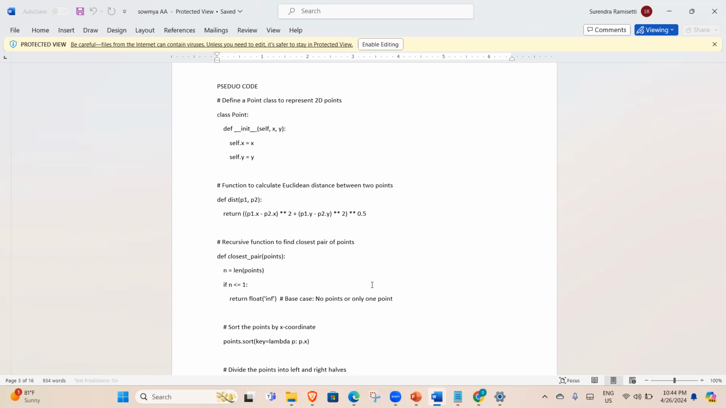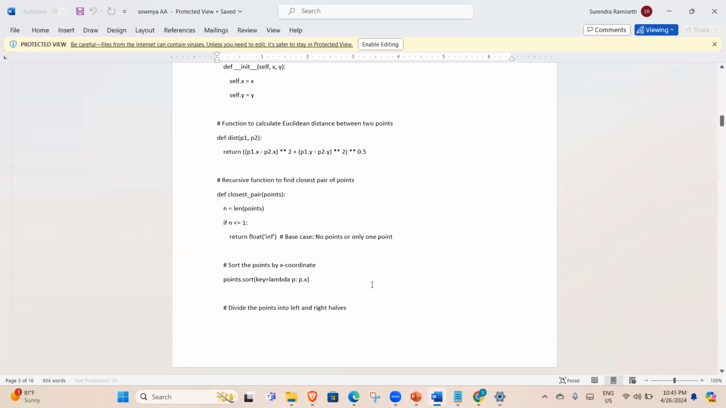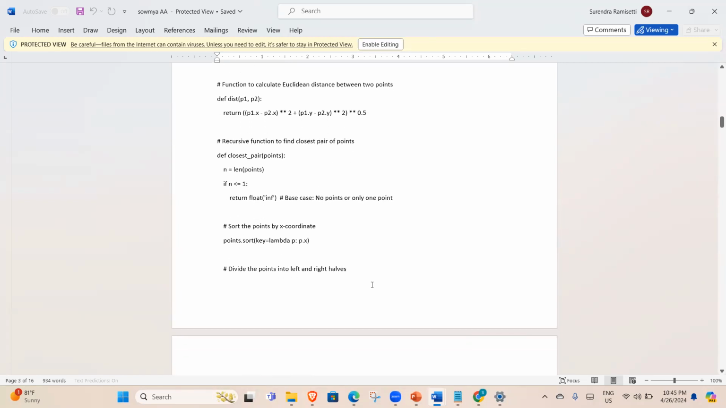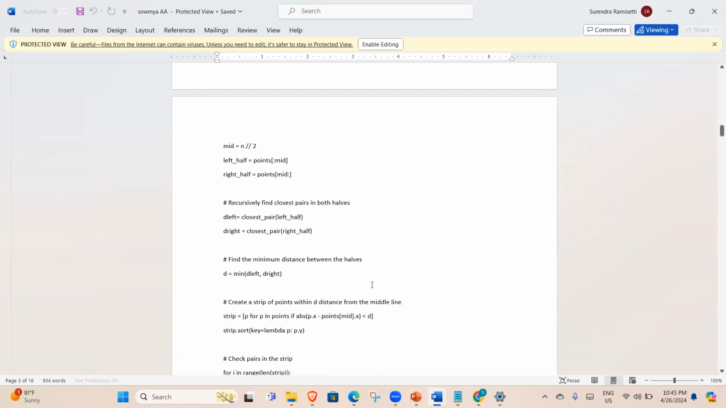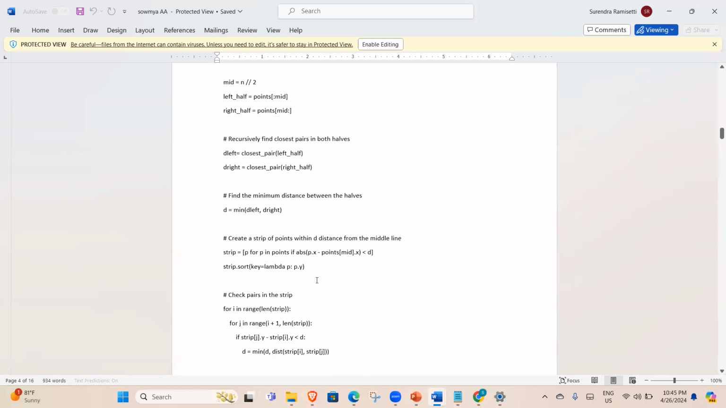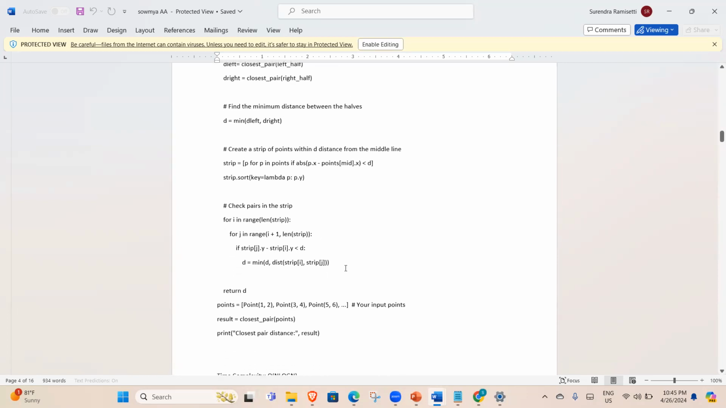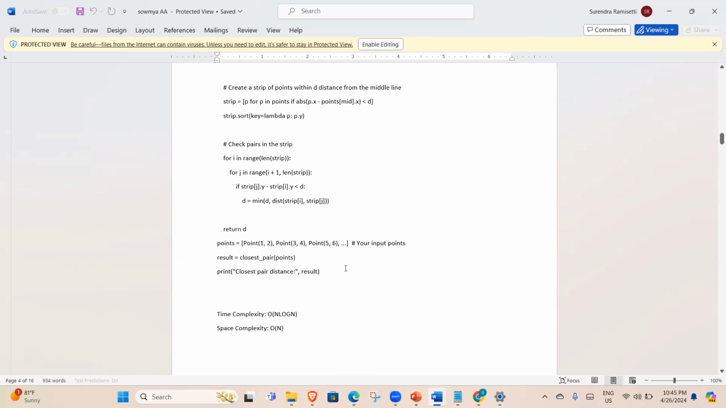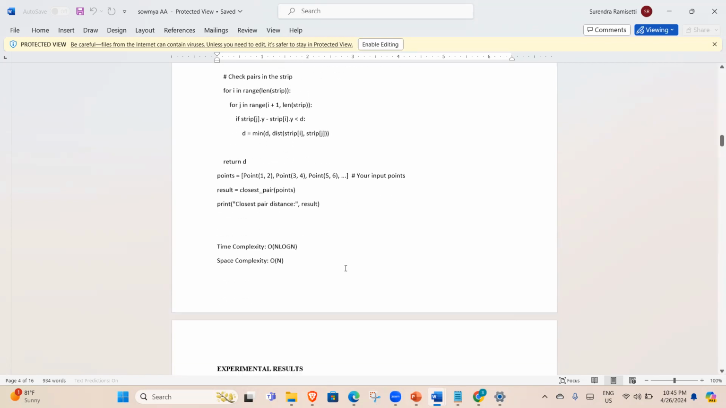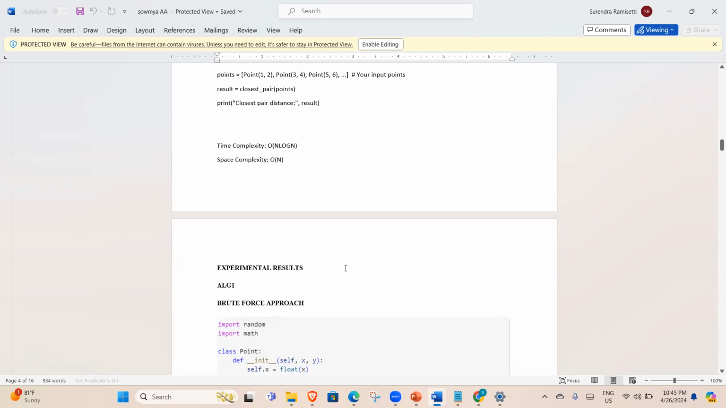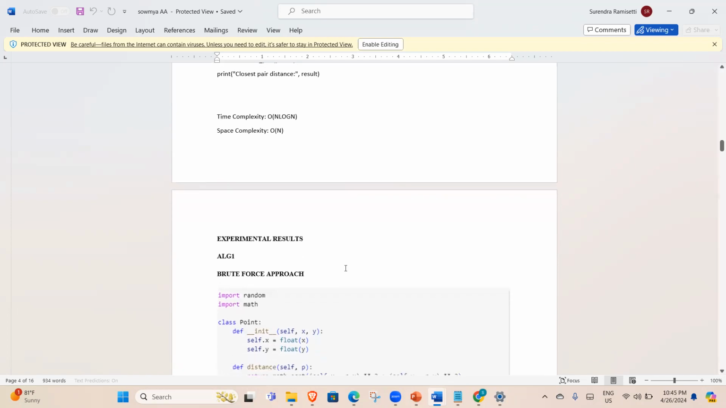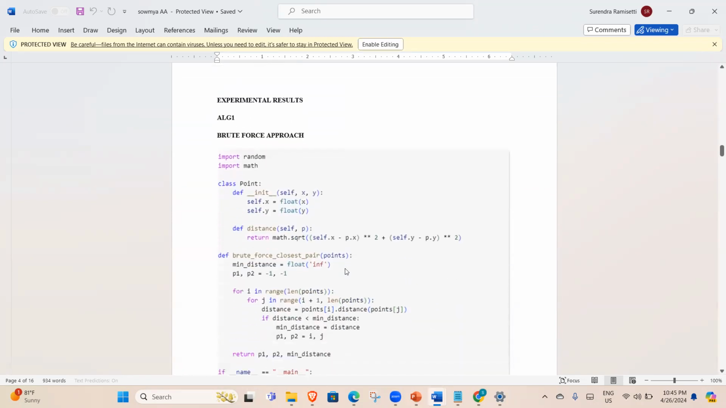If the number of points in a subset is small, for example less than 3, then we use the brute force approach to find the closest pair. Otherwise, we recursively call the closest pair function on each half. We also create a strip of points within a distance d from the middle line, and for up to 7 points we calculate the minimum distance, so that we are not missing out on the points that are dividing the line. For this algorithm, it takes O(n log n) time complexity, and space complexity is O(1).